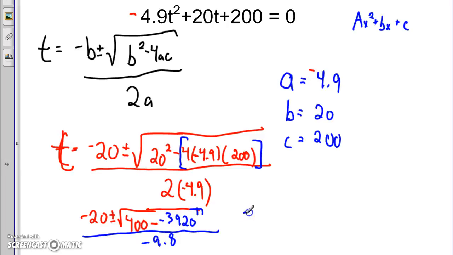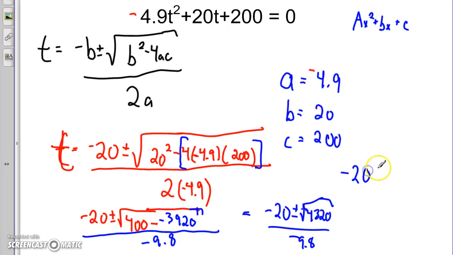Alright, so we have this part. Let's simplify a little bit more. Now I have negative 20 plus or minus the square root of 400 minus negative 3,920. That gives me positive 4,320. So this is the square root of 4,320 over negative 9.8. I can take that square root, the square root of 4,320. You definitely need a calculator on this. It gives me 65.7. So I have, in the final little bit here, negative 20 plus or minus 65.7 divided by negative 9.8.